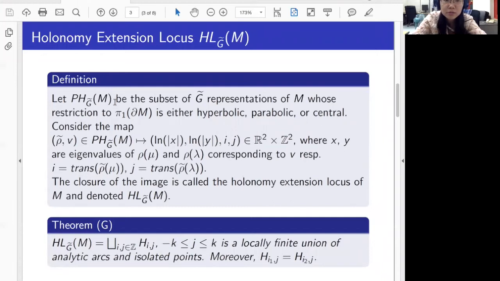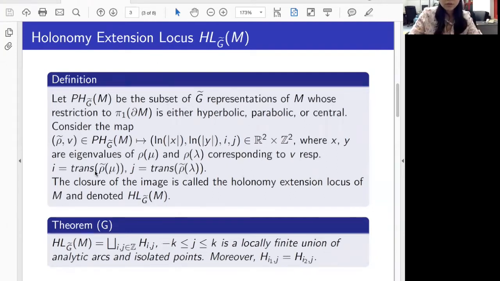So we can do similar things as in the previous slide. Let PG sub G tilde of M be the subset of PSL2R tilde representations of M whose restriction to the boundary is either hyperbolic, parabolic, or central. And again, the parabolic and central cases are not so important. We will only care about the hyperbolic case.